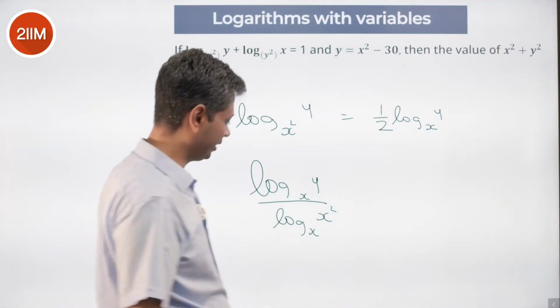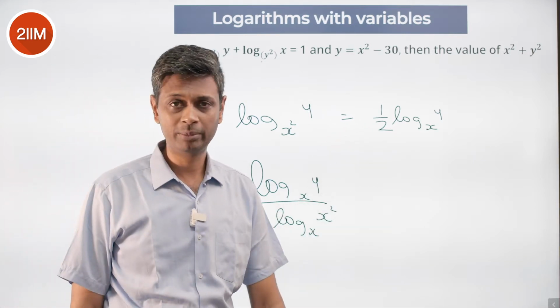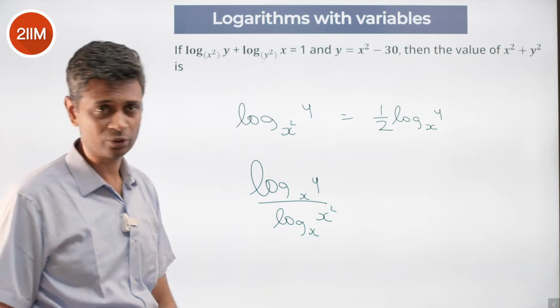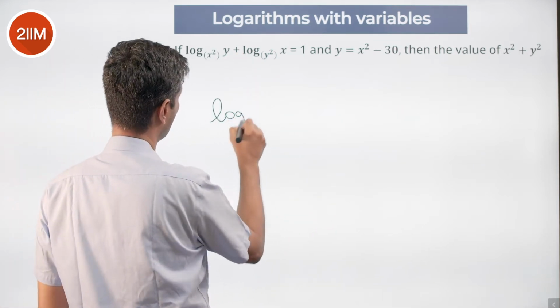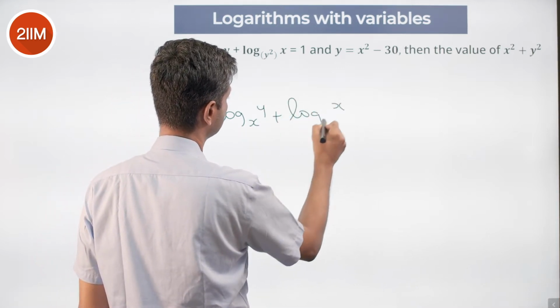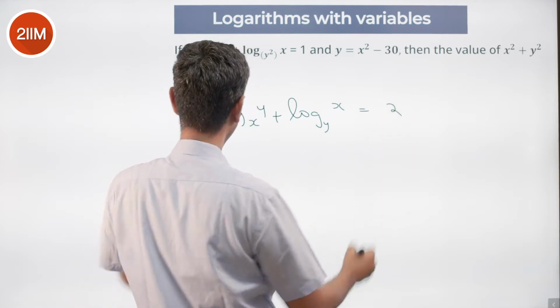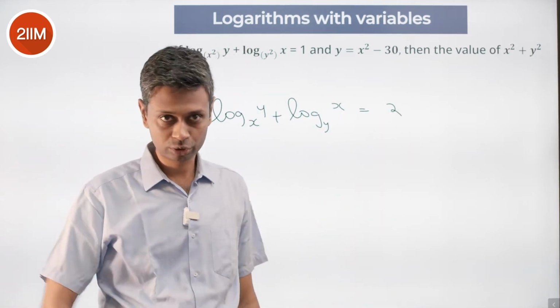Half log y to the base x, log x square to the base x is in the denominator, this is 2. The other is half log x to the base y. That makes it very simple. This tells us that half of this plus half of this is equal to 1, or log x to the base y plus log y to the base x is 2.